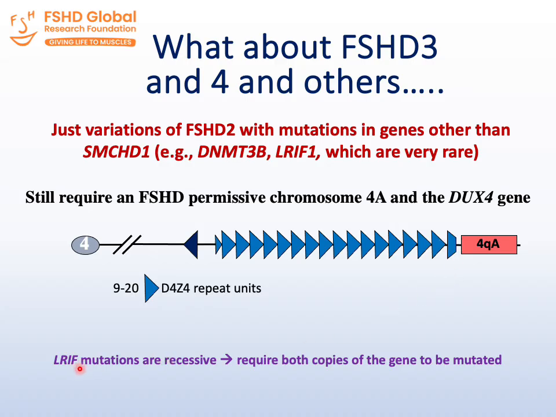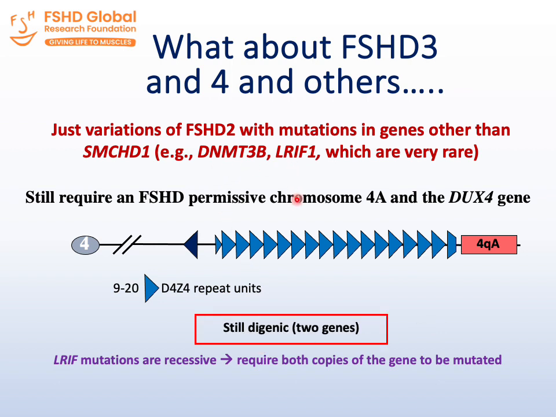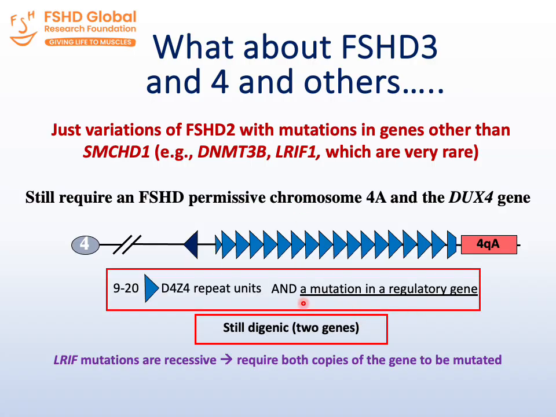There is one little caveat: the LRIF mutations are recessive, meaning you need 2 LRIF mutations. You only need 1 SMCHD1 mutation, 1 DNMT3B mutation. So maybe this one could be called FSHD3. I don't know. They function like FSHD2. Both of these are regulatory proteins of the region. Okay, still digenic, always digenic. Okay, mutation in a regulatory gene. So this is basically all the digenic forms of FSHD, in my opinion, are FSHD2.